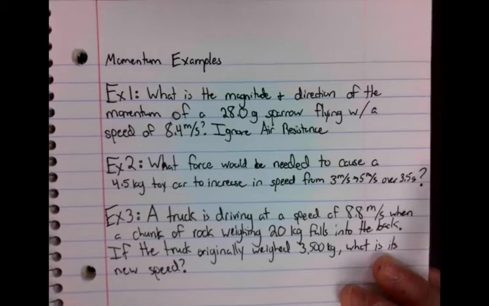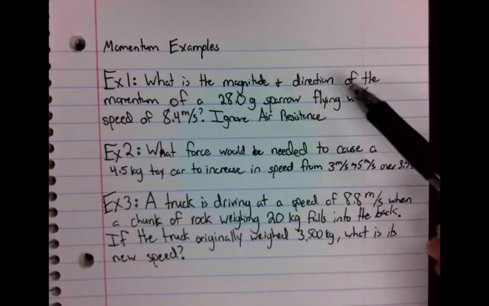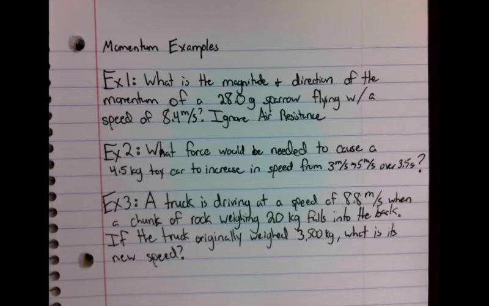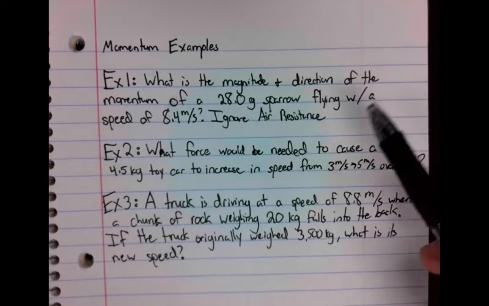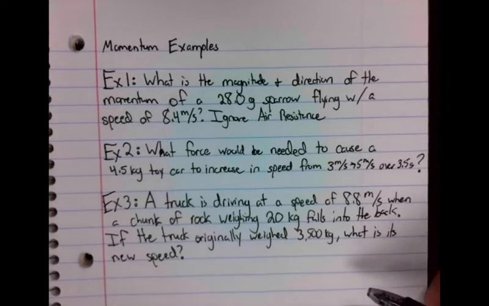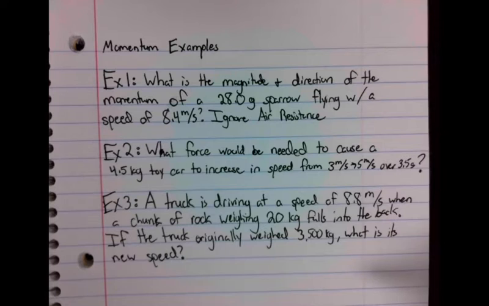It's a good way to get practice and see if you're feeling good about these, or at least pause after the first or the second one and see if you can do the last one by yourself. Although I guess the last one's a little weird in this case. So example one, what is the magnitude and direction of the momentum of a 28.0 gram sparrow flying with a speed of 8.4 meters per second, ignoring air resistance?